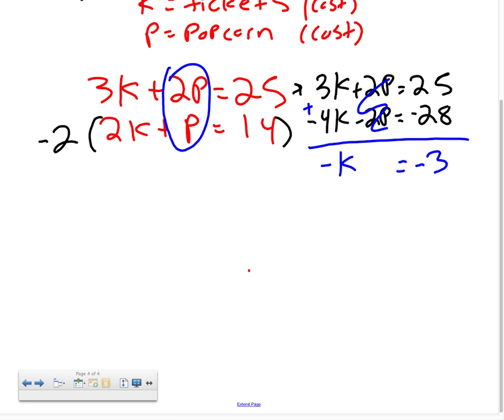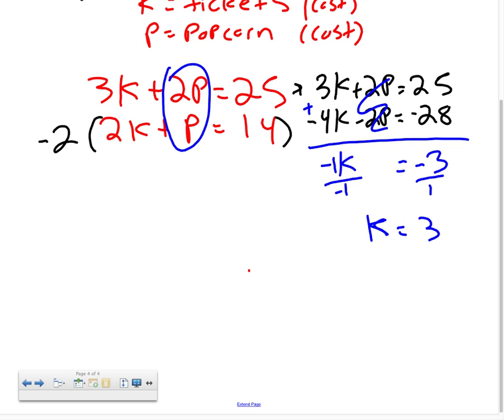Now you can think about this one of 2 ways. If negative k is negative 3, that means positive k has to be positive 3. Because I want the positive version of the variable, not the negative. Because I want to know how much 1 ticket costs, not how much negative 1 ticket costs, if that was even possible. If you don't like this way, you can also just divide by negative 1, because that's technically what's in front of the k, because 3 plus negative 4 is negative 1. We just normally don't write the negative 1, we just write the negative, but it is still there.